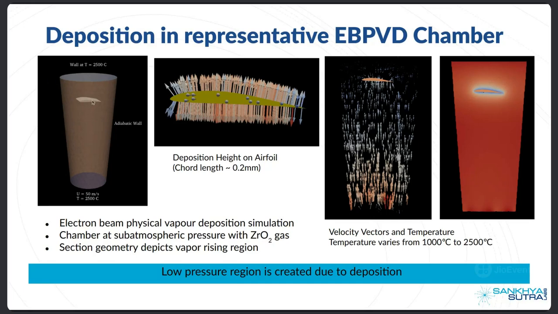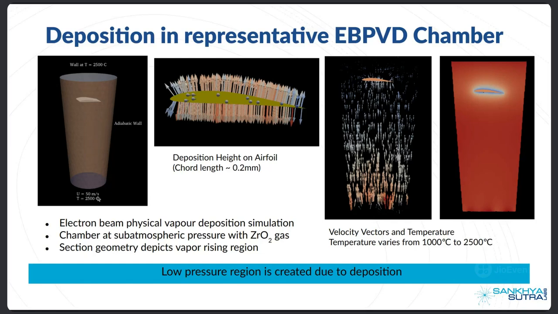Because the deposition is driven by electron beams, the pressure has to be necessarily low, so the Knudsen number turns out to be very large. If we take the characteristic length as the chord length of this airfoil, then the Knudsen number ranges from 10 to 5 to about 10. With the reactor dimensions, they can vary quite a lot.